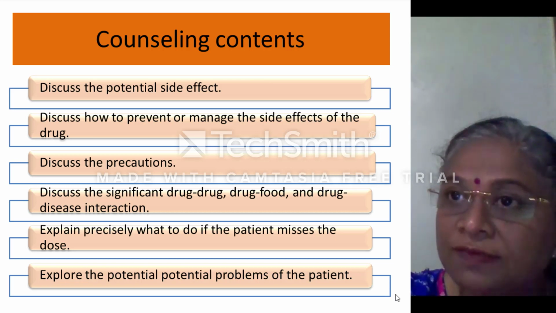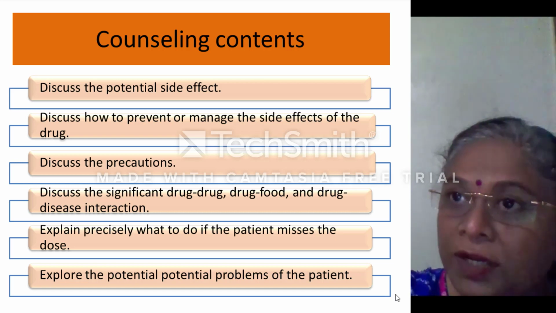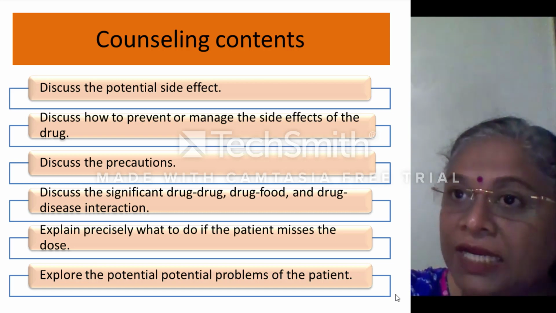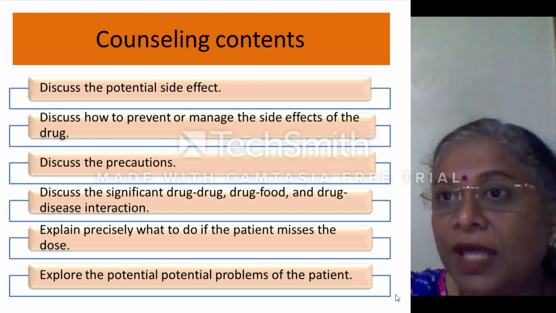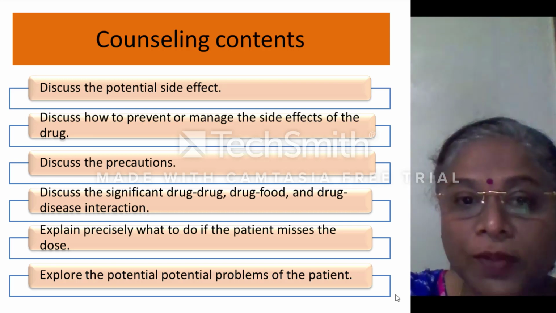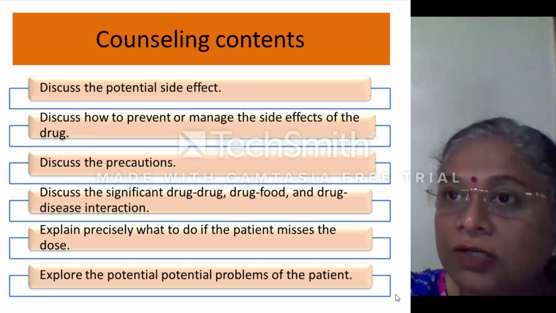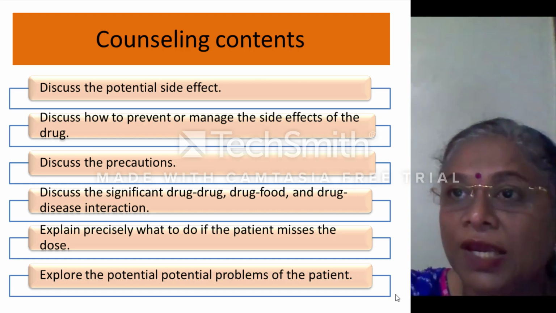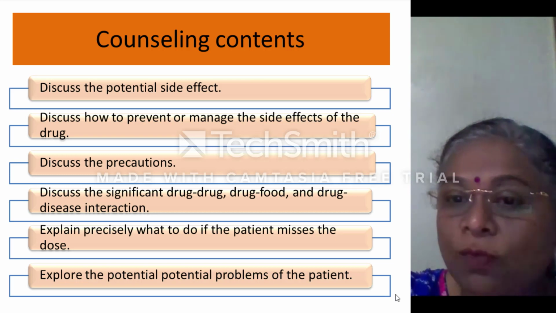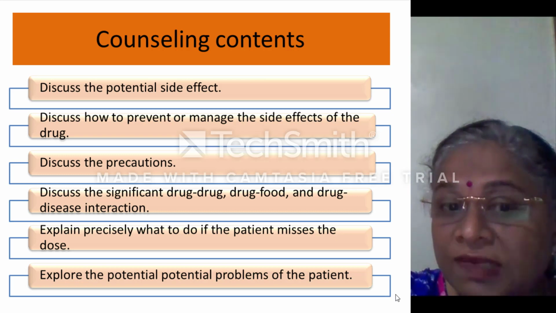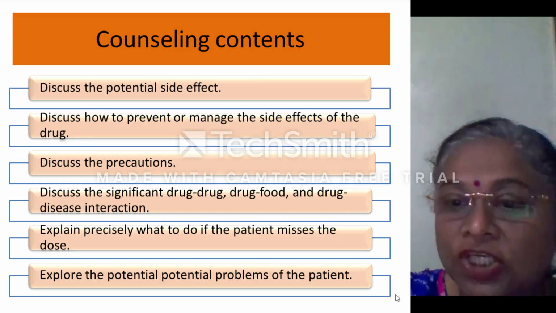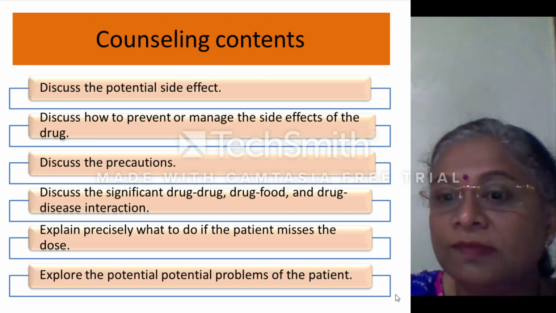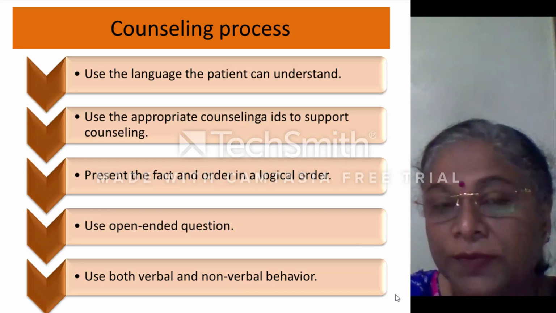Discuss the precautions which he has to take, what he is supposed to not take along with the medication, which diet he has to take, which herbal or OTC product he has to avoid taking along with the main therapeutic medication. Discuss the significant drug-food, drug-alcohol, drug-disease interactions, drug-laboratory test interactions. Explain precisely what to do if the patient misses any dose. That is of great concern for a patient. Explore any other potential problems which are associated with a patient.